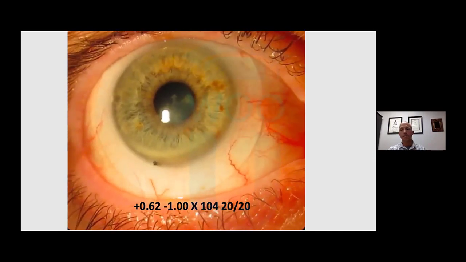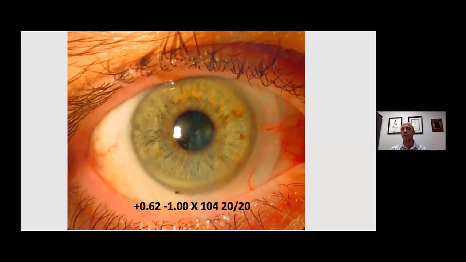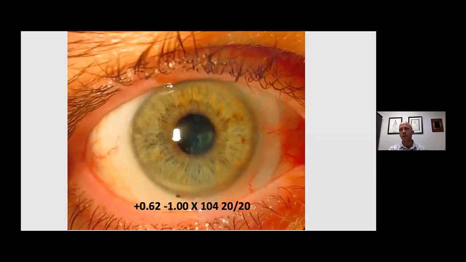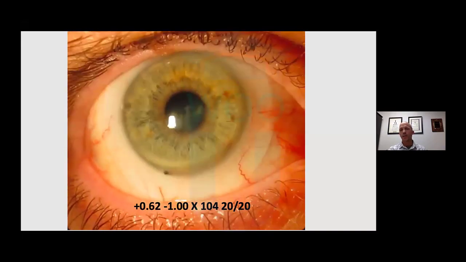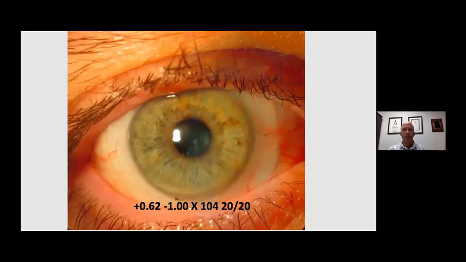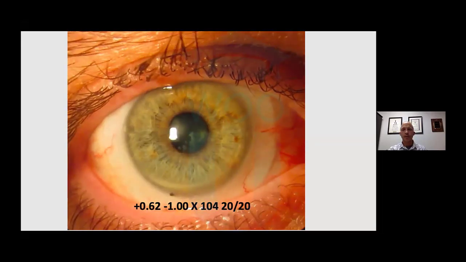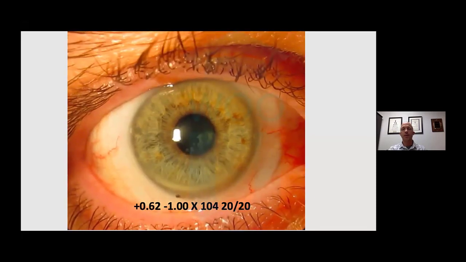And he was thrilled. These are the patients that really help build your practice, because you've shown them very quickly how successful they can be. Here's the black dot at the bottom. You can see as the patient looks up, and he is 20/20 and very, very happy.